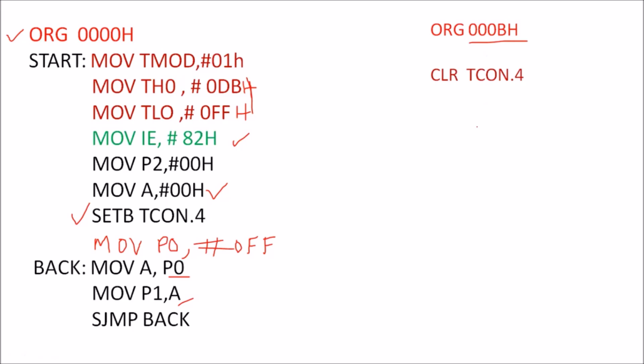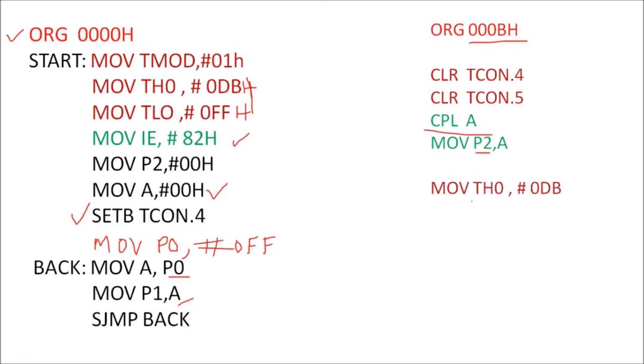So here we'll first stop the timer because our work is over. We'll clear the flag bit. We'll complement the accumulator. So 00H becomes FFH and this FFH data will be sent on port P2. Directly we cannot complement a port, so we'll complement the accumulator and send this data on port P2.